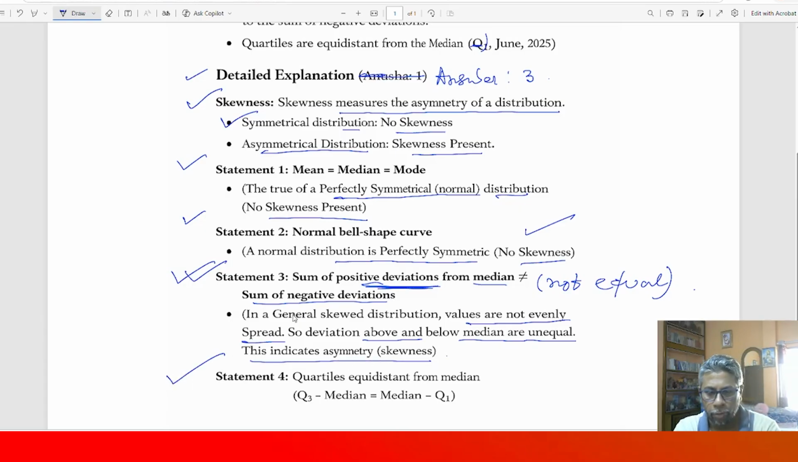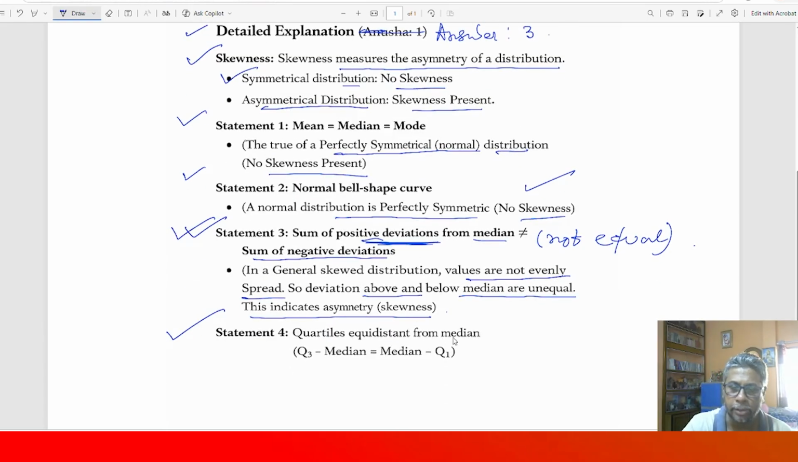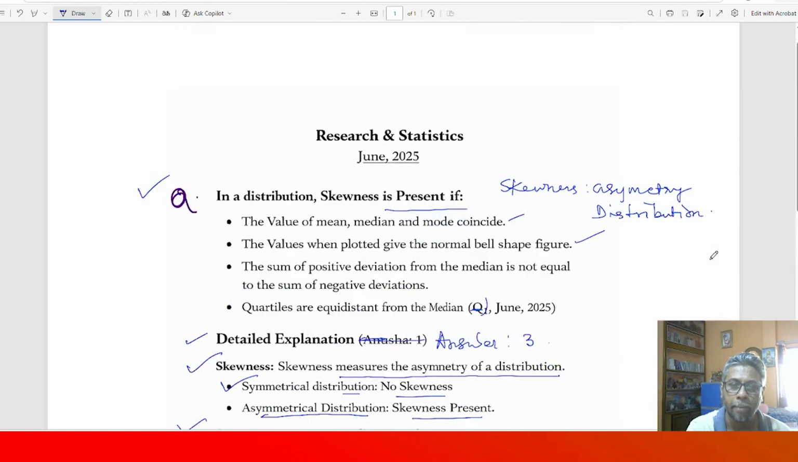And number 4, the statement that quartiles are equidistant from the median means Q3 minus median equals median minus Q1. This is the formula of quartile deviation. So option number 3 is the correct one: skewness is present if the sum of positive deviations from the median is not equal to the sum of negative deviations. So move on to our next question.